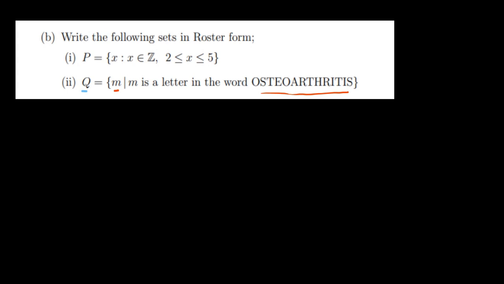Okay, so how are we going to express this set in roster form? We're just going to say this is the set, and then we are going to list all the letters in this set, making sure that we do not repeat any letter that appears twice. So I'm going to say O there is a part of that. I can also see S. I can also see T.